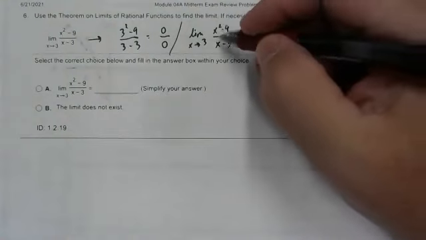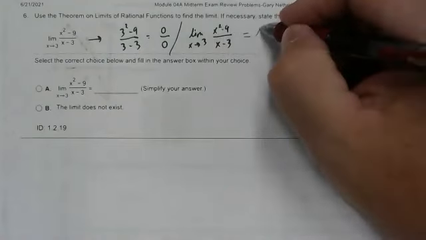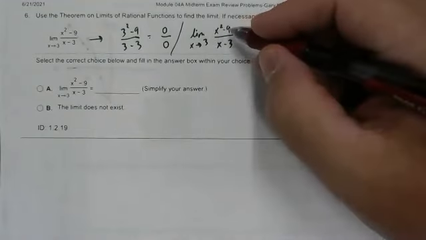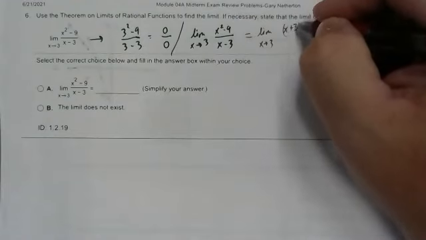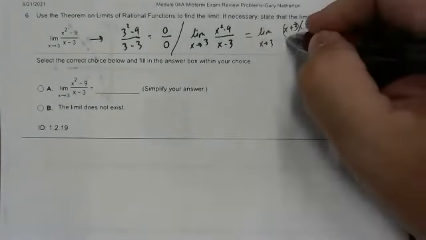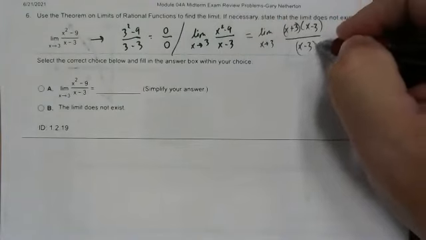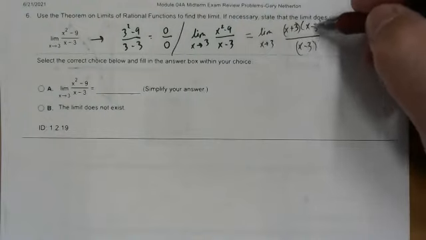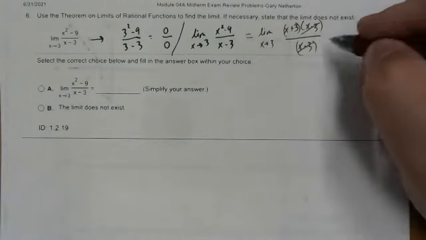So I changed pens. It's hard to see sometimes. So now let's see if the top factors. X squared minus 9 is what we call difference of squares. Hopefully you guys all remember how to factor. It factors into x plus 3 times x minus 3. But the denominator just doesn't factor, x minus 3. But what's interesting now is I've got identical parentheses in the top and the bottom. I can cancel those.